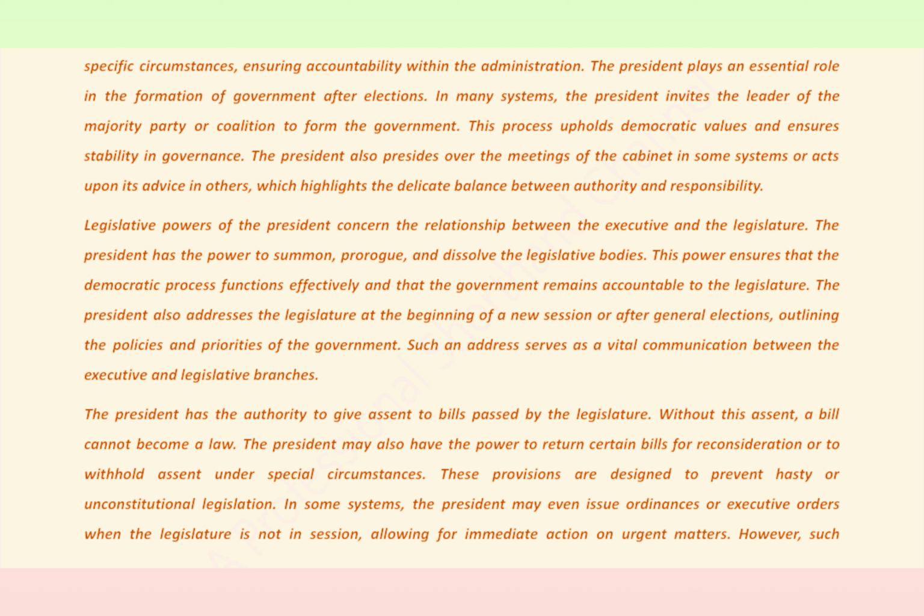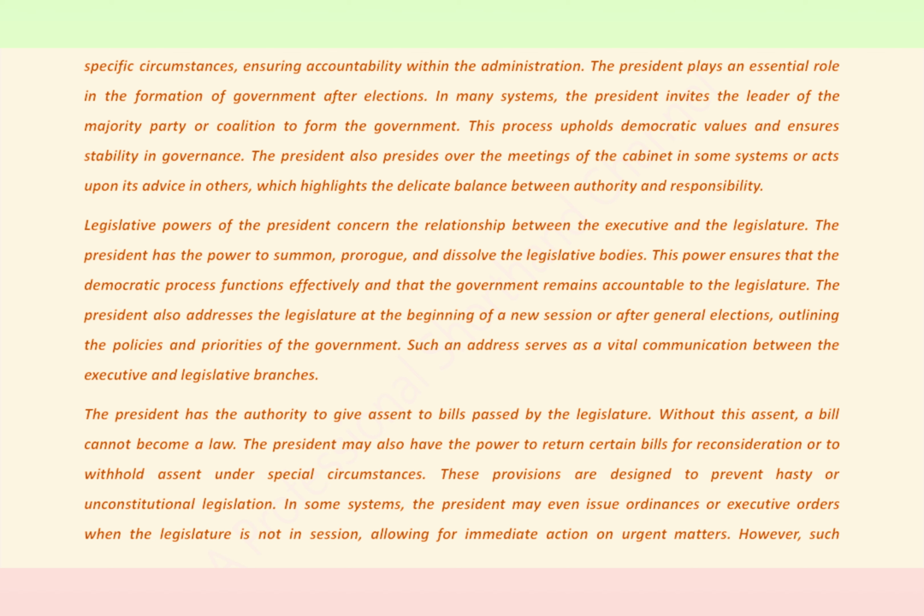Legislative powers of the President concern the relationship between the executive and the legislature. The President has the power to summon, prorogue, and dissolve the legislative bodies. This power ensures that the democratic process functions effectively and that the government remains accountable to the legislature. The President also addresses the legislature at the beginning of a new session or after general elections, outlining the policies and priorities of the government. Such an address serves as a vital communication between the executive and legislative branches.